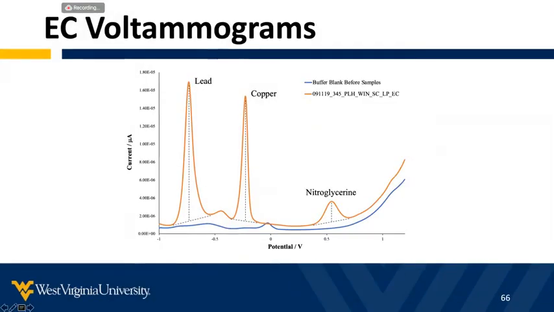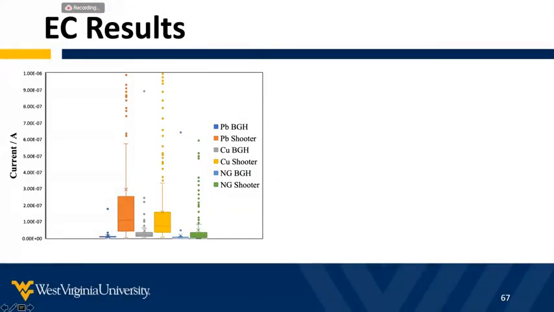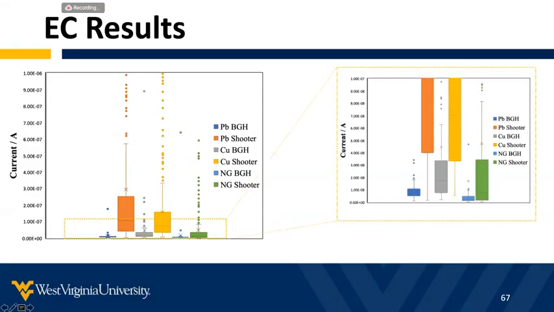This is an example of a real sample from a shooter containing lead, copper, and nitroglycerin. Each one of these compounds shows peaks at their characteristic potentials. Like in LIPS, we also study the distribution of the data to establish critical thresholds. As can be seen from this figure, background levels from non-shooters are significantly lower than those observed from shooters. In this example, we can observe lead, copper, and nitroglycerin for your reference.